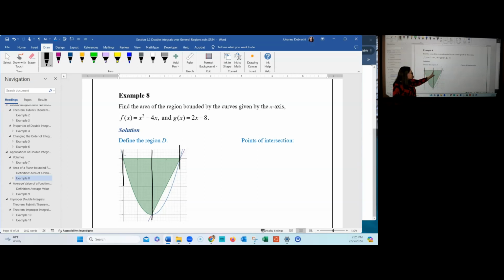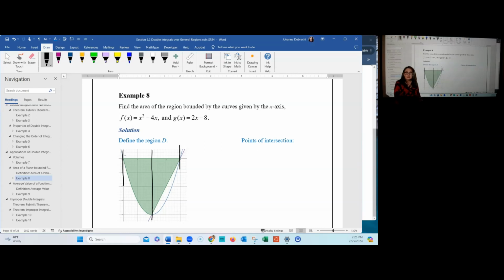Between 0 and 2 for x, I have the horizontal line y equals 0 on top and the parabola x squared minus 4x on the bottom. When I'm in region 2, I have again the line y equals 0 on top, but I have the line y equals 2x minus 8 on the bottom. Working this as a type 1 requires us to do 2 double integrals and 2 iterated integrals, 2 sets.